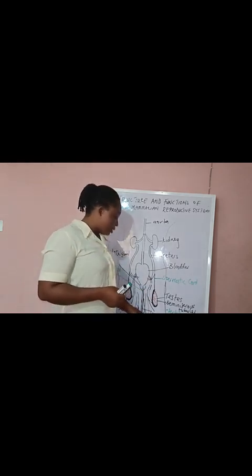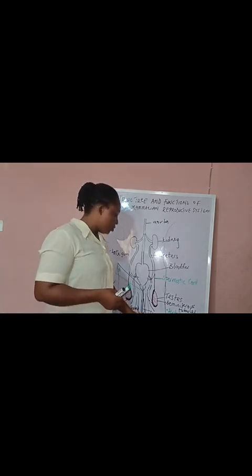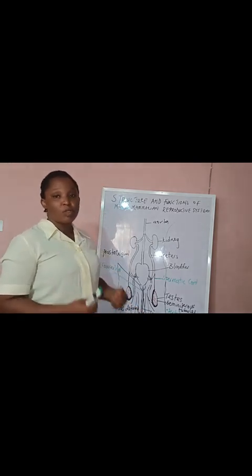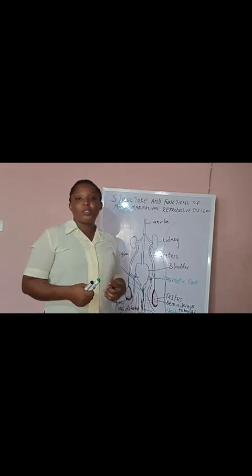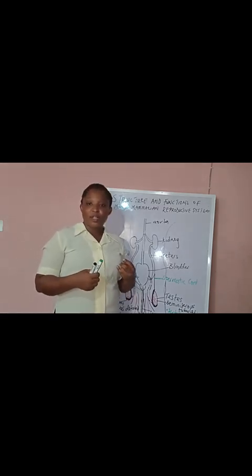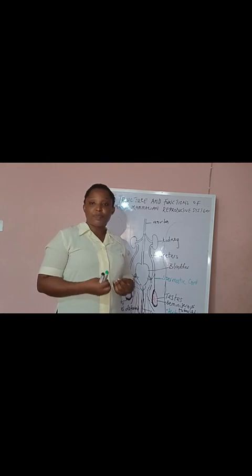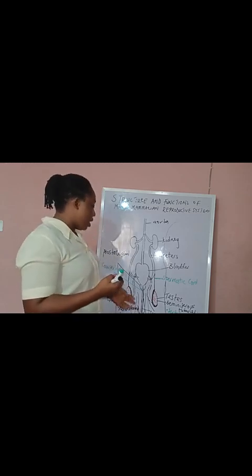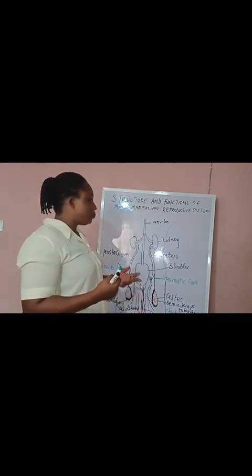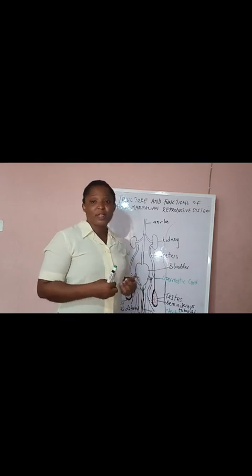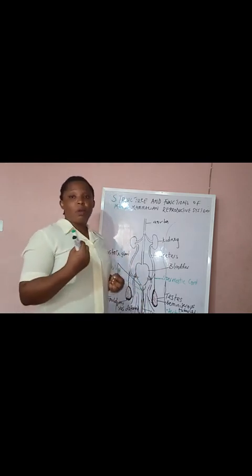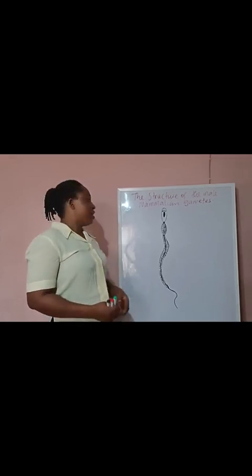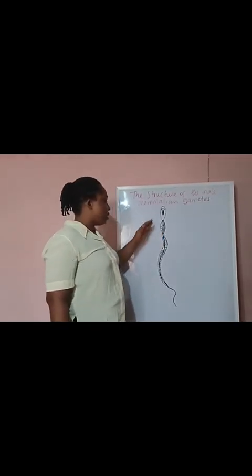The last part of the male reproductive system we are looking at is the penis. This is a muscular organ that is used to introduce the sperm into the female body. Now we're going to be looking at the structure of the male reproductive cell. Here is the structure of the male mammalian gamete.